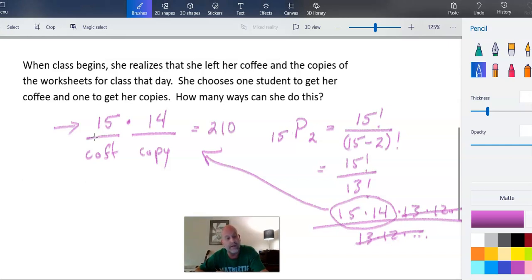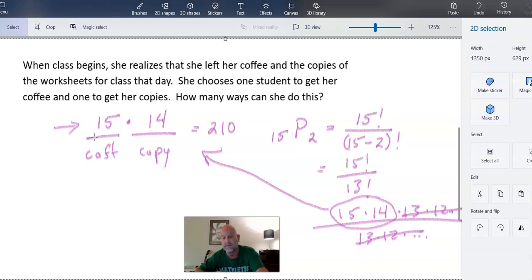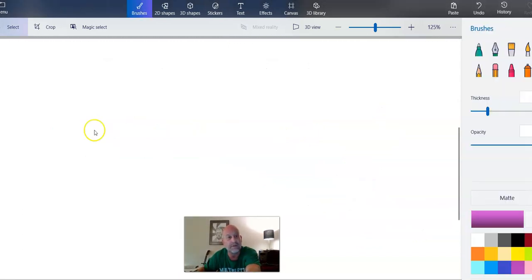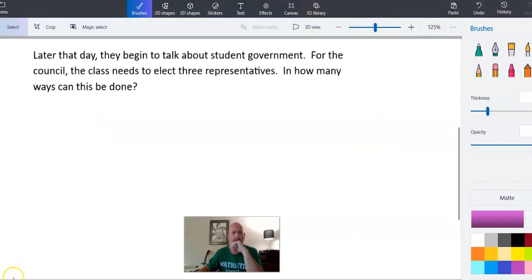Okay, so let's go ahead and look at the next example here. So we'll go ahead and clear this one off. Okay, so here's the next one. Later that day, and we're still assuming this is all the same class, they began to talk about student government. For the student council, the class needs to elect 3 representatives. How many ways can this be done?